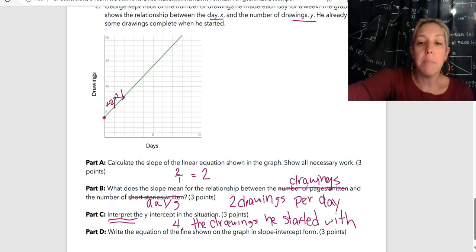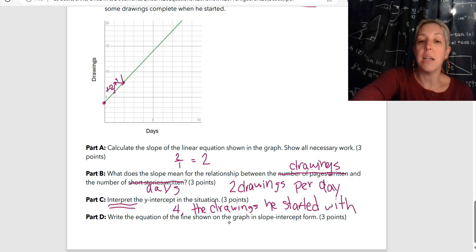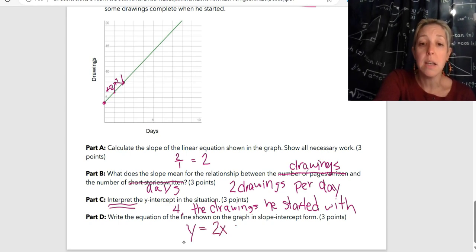And then last step, it says write an equation of the line in slope-intercept form. Well, we already found the slope and we already found the y-intercept. So y equals mx plus b, y = 2x + 4.